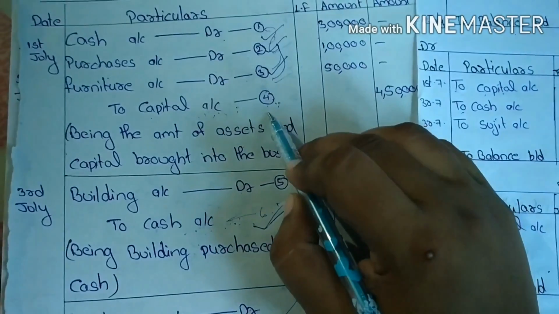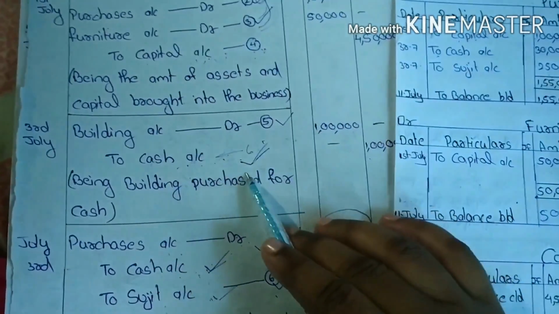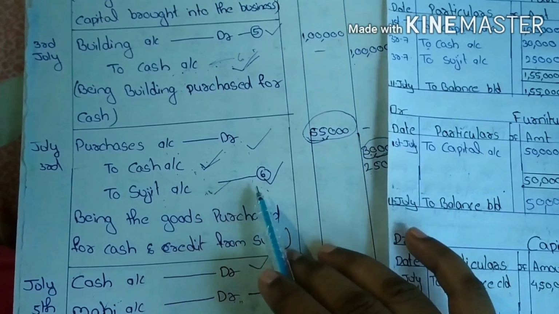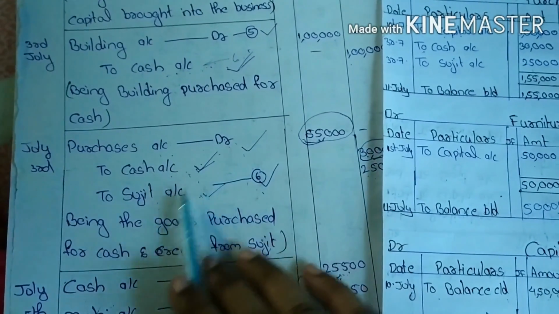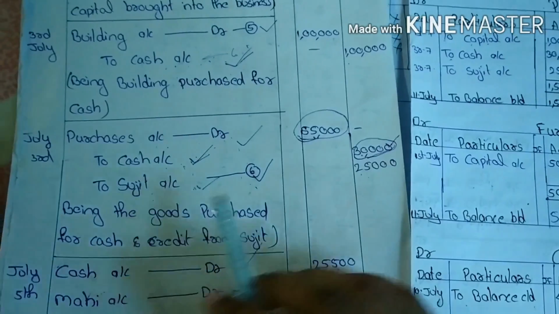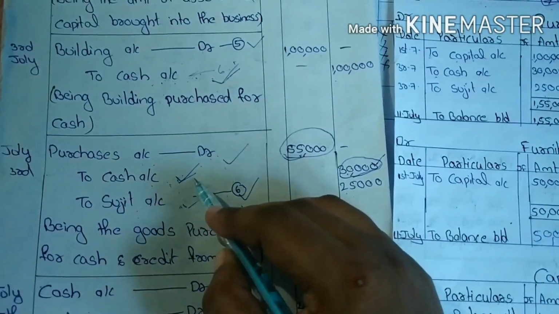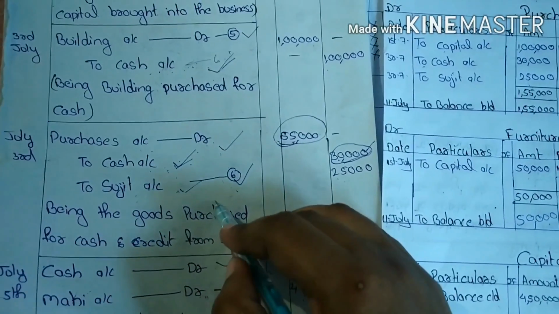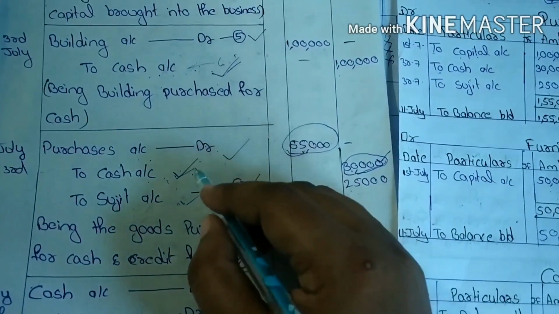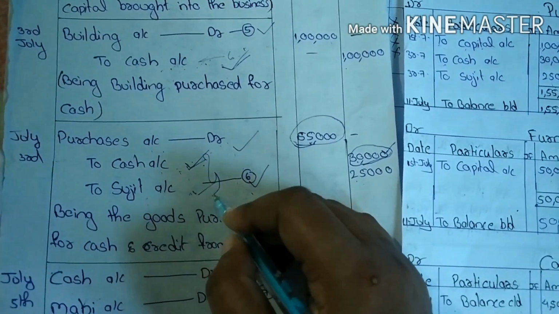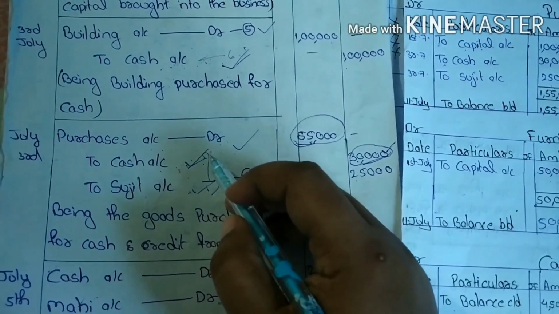So it was completed. Next, here there are no purchases. See, on 3rd July there is a purchases. Purchase account debtor to cash, to Sujit account. So total purchases was 55,000. And in this the cash purchases was 30,000 and the credit purchases was 25,000. But both are related to purchases, right? So we purchased goods for cash and credit.